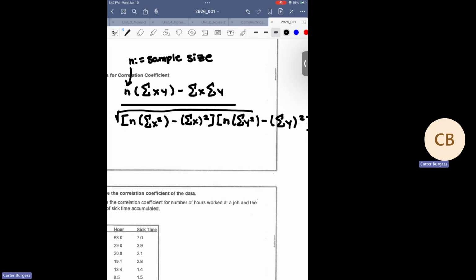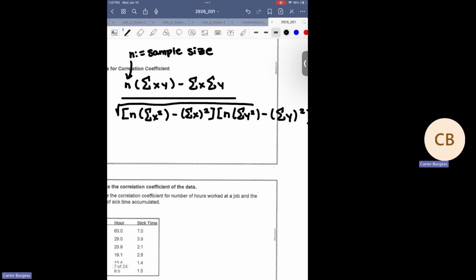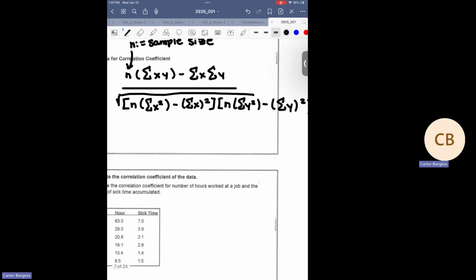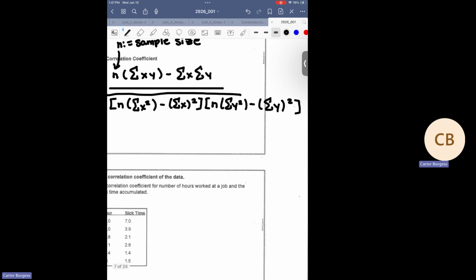The sum of the x squareds is asking me to square all of the x components and then add them together. The sum of the x's all squared is asking me to add all of the x's together and then square it. And similar thing for the y's: sum of all the y's squared, add all the squared y's together, and then the sum of the y's all squared, add all the y's together and then square.